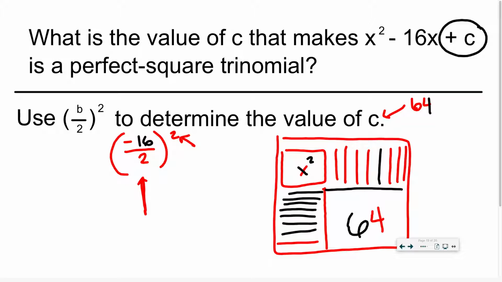If you don't remember the formula, if you just visualize breaking this up, you could actually see, well, it's 16 x's. I'll make it a perfect square. So 8 have to be here, 8 have to be there, and then you could figure out what would go in there. So b of negative 16 divided by 2 is negative 8. Squared, negative 8 times negative 8 is positive 64. Okay.